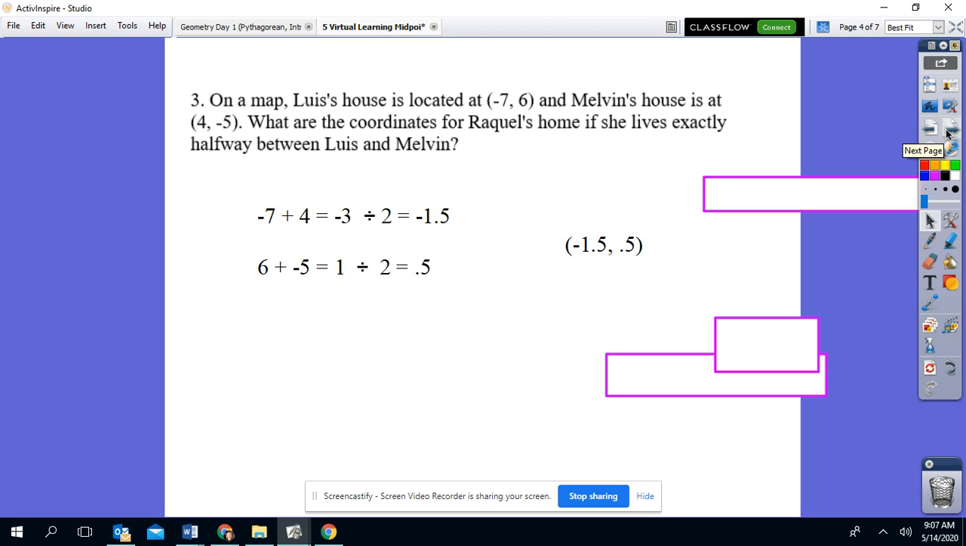The next video is going to teach you how to find the other endpoint. That's the other topic for this week. So take a look at the next video as well.